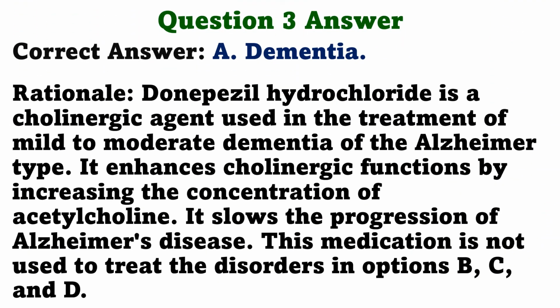The correct answer is A. Dementia. Rationale: donepezil hydrochloride is a cholinergic agent used in the treatment of mild to moderate dementia of the Alzheimer type. It enhances cholinergic functions by increasing the concentration of acetylcholine. It slows the progression of Alzheimer's disease. This medication is not used to treat the disorders in options B, C, and D.